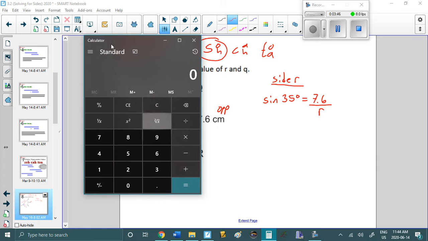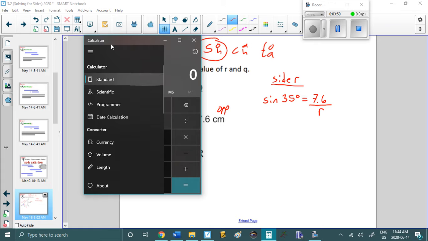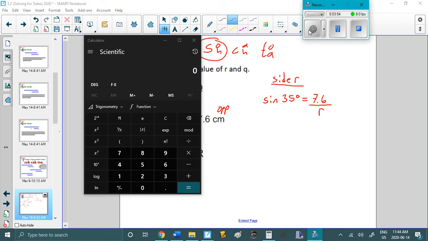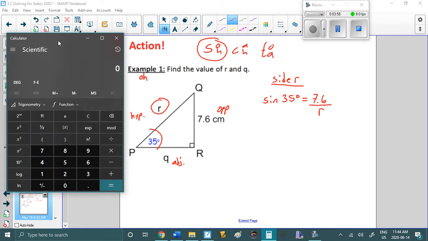So this is the first time you've done this part, so you need to make sure that your calculator is in degrees. So I'm going to go to a scientific calculator. If we go to the scientific calculator, we can find sine 35.